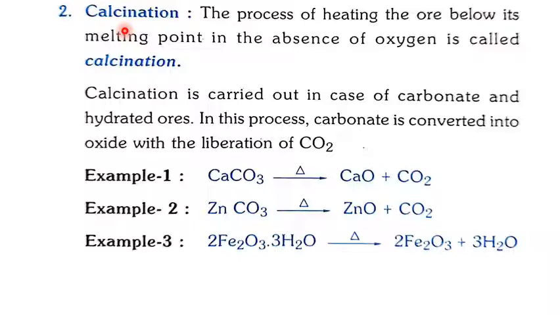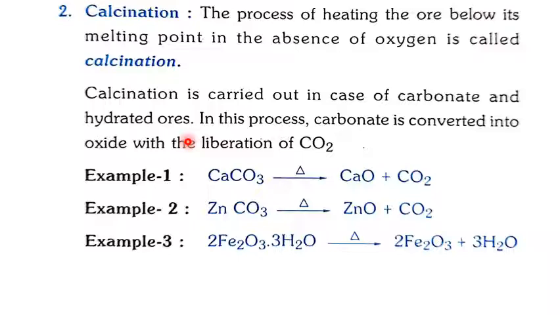The process of heating the ore below its melting point in the absence of oxygen is called calcination. In calcination also we take an ore. That ore is heated in the absence of oxygen below its melting point. Generally, calcination is carried out in the case of carbonate and hydrated ores. Roasting is carried out in the case of sulfide ores, while calcination is carried out in the case of carbonate and hydrated ores.